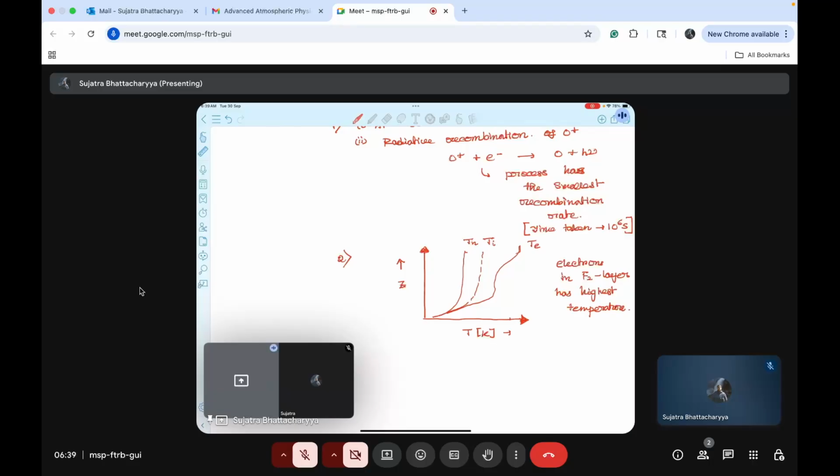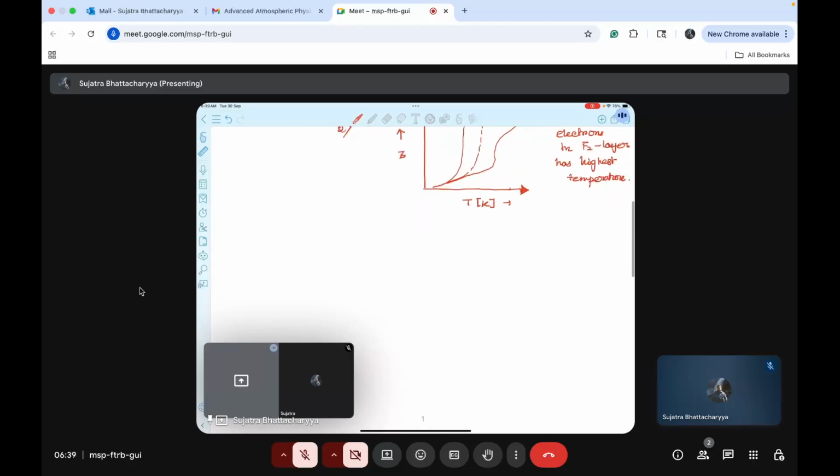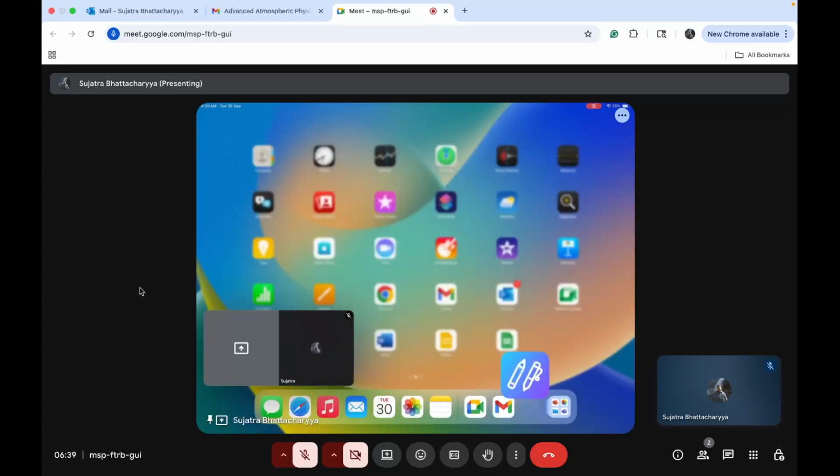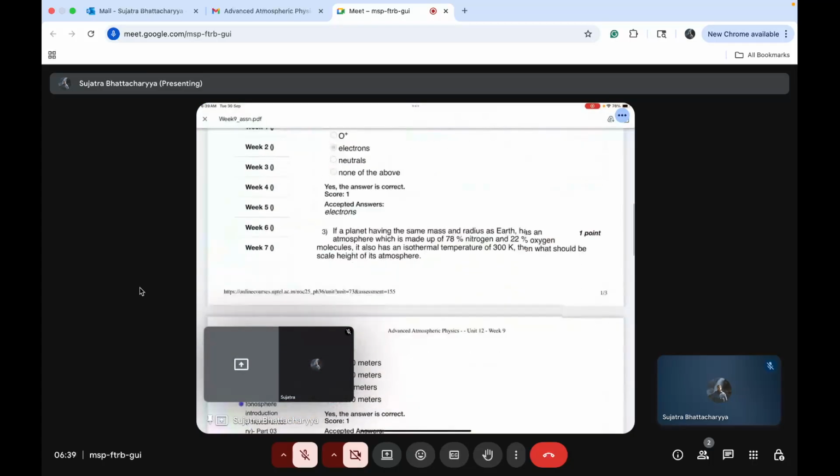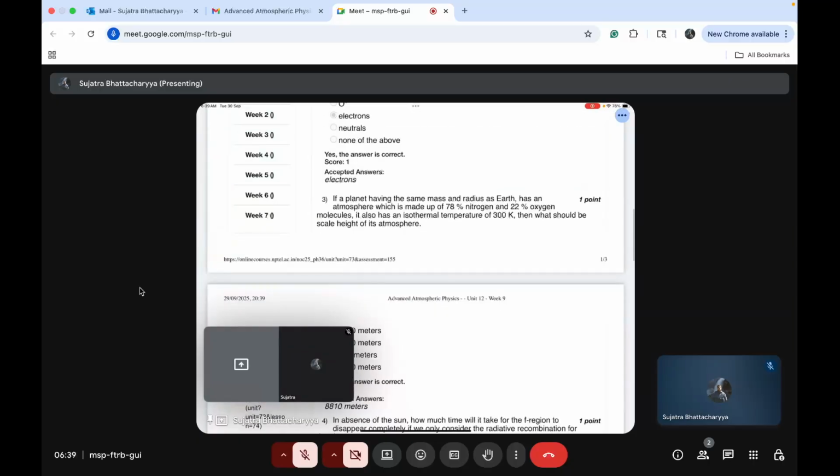Right, so this is the second question. Okay, let's go to the third one. If a planet has the same mass and radius as the Earth, and has an atmosphere made up of 78% nitrogen and 22% oxygen molecules, and it also has an isothermal temperature of 300 Kelvin, then what should be the scale height of its atmosphere?